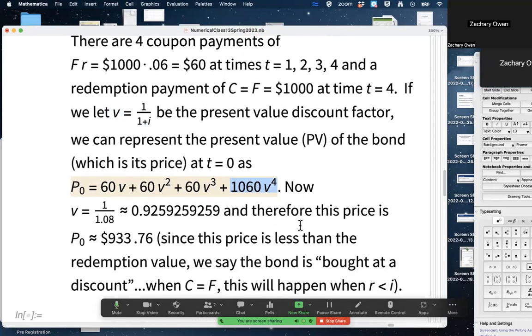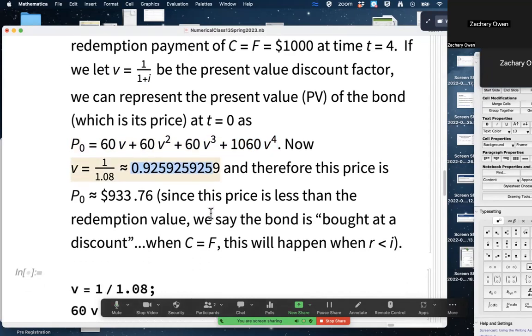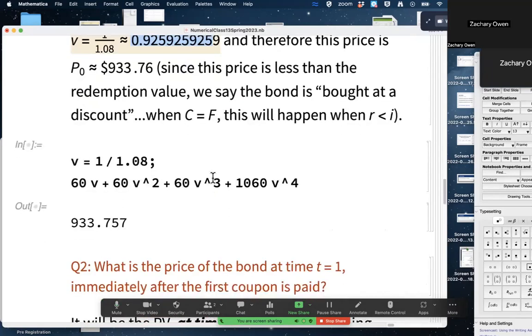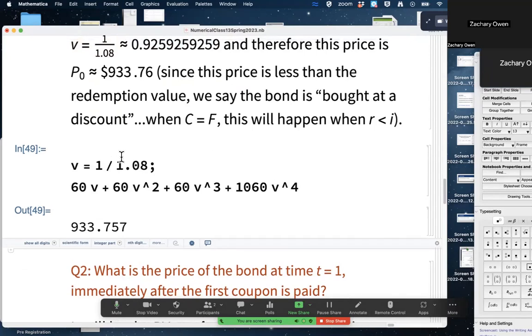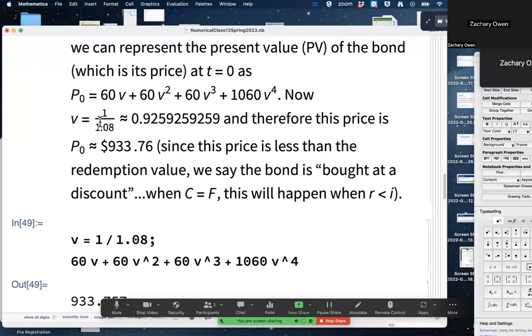And if you solve for v, you get about 0.9259, which ends up meaning the yield rate is, did I figure it out here? No, I guess I didn't figure it out. Well, I knew the yield rate. It was 8%. I used that here. So the v was known here. It was not solved for. It was 1 over 1 plus i, 1 over 1.08, because the yield rate is 8%. And that implies the price would be $933.76.